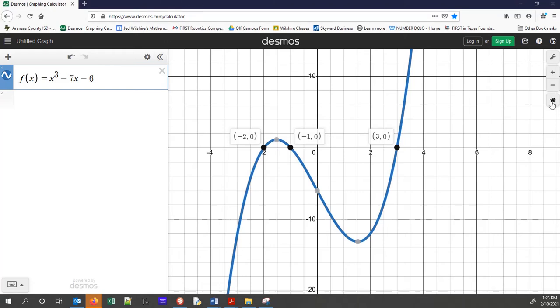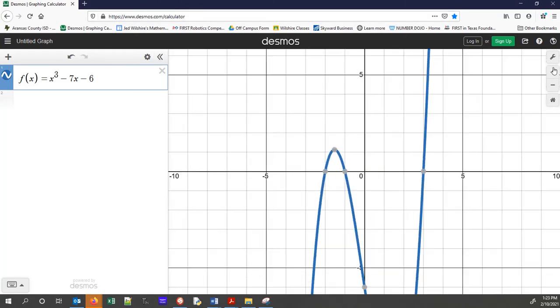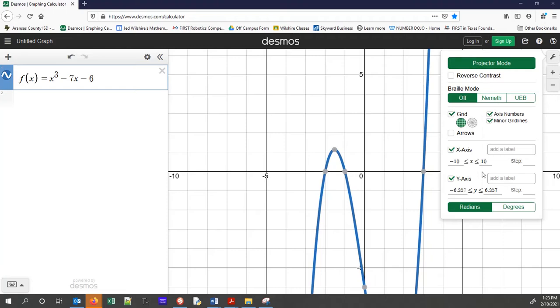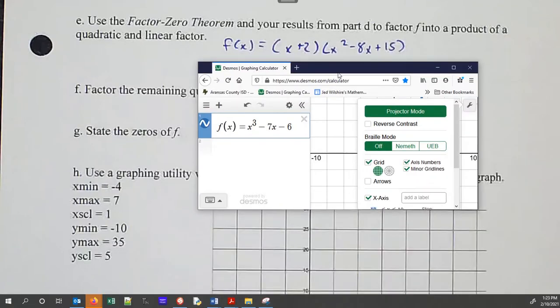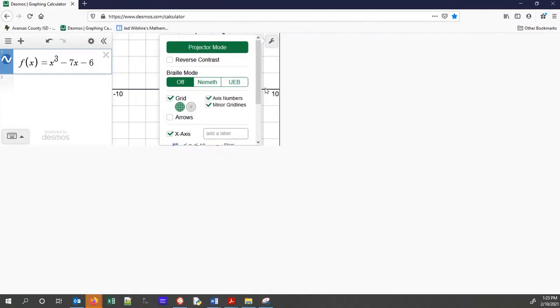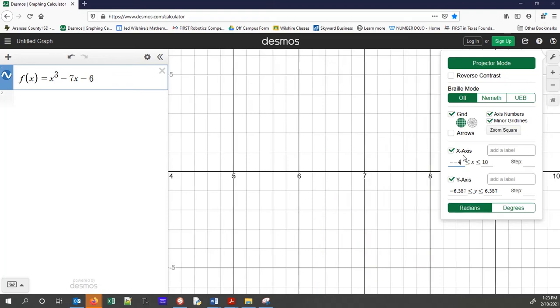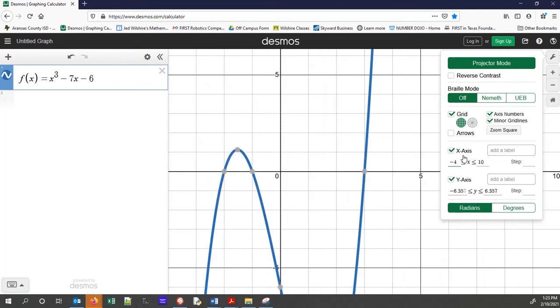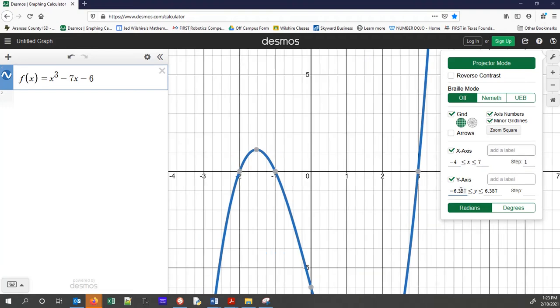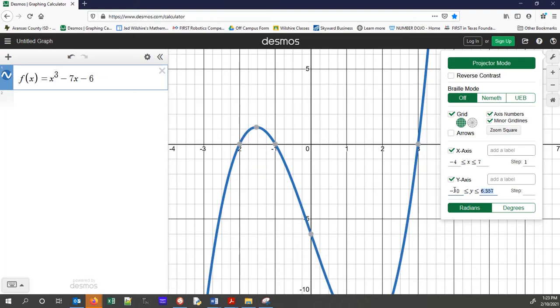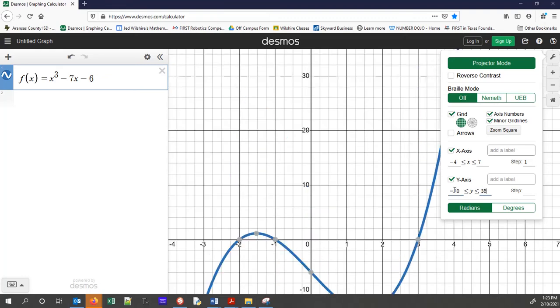So what does it say should be my window? What does it say is my x-min? It says negative 4. Can y'all read this out for me, please? Negative 4. What's the x max? Okay. And the step is by 1, probably. And what's the y min? And the y max? Negative 10 on the y min.